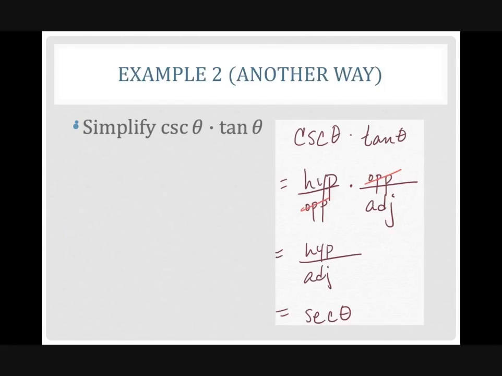Another way that you could do this is you could write them in terms of the sides of a triangle. So cosecant is hypotenuse over opposite, and tangent is opposite over adjacent. This simplifies to be hypotenuse over adjacent, which is also secant of theta.